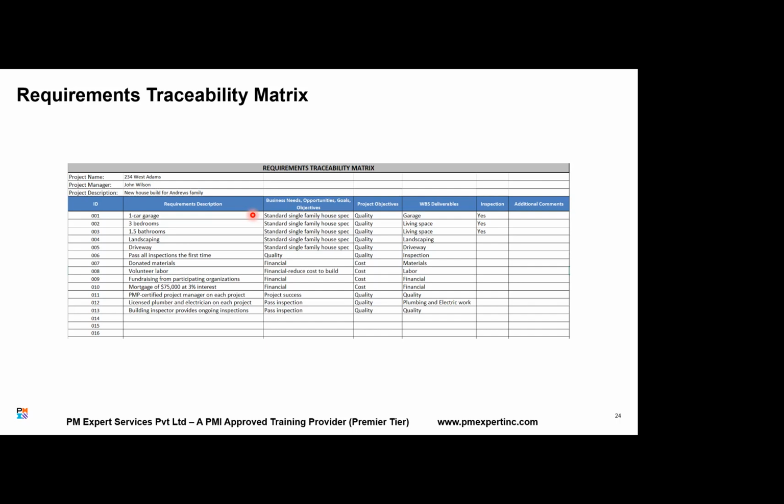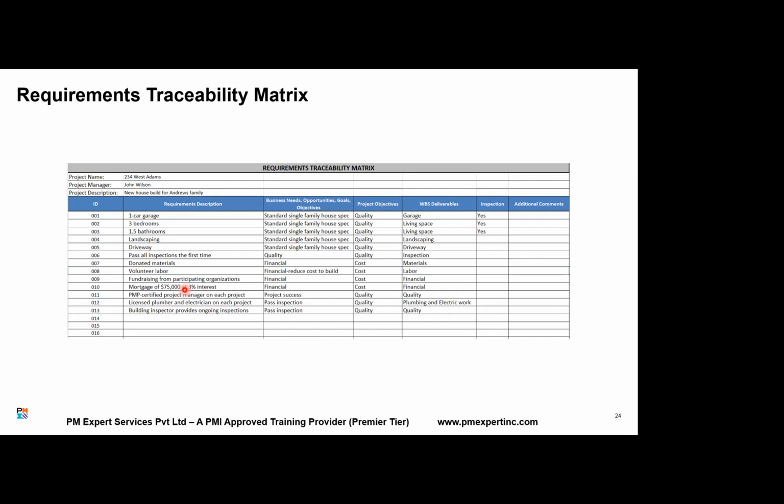should every requirement fulfill some business need, opportunity, goal, or project objective or not? Every requirement, right? Should every requirement be aligned? If a requirement is not fulfilling a business need, opportunity, goal, or objective, should it be eliminated or not? Yes, Pankaj. It should be eliminated, right?